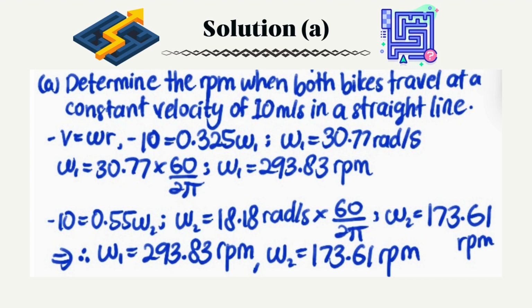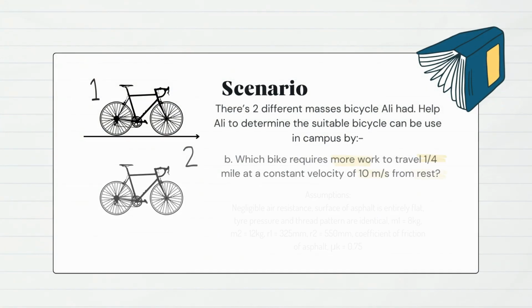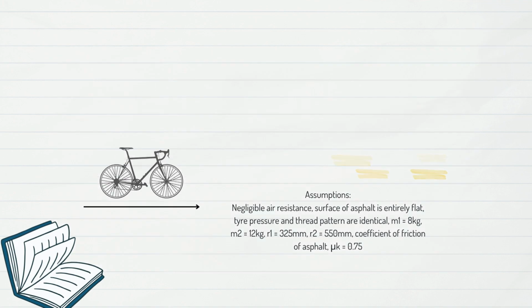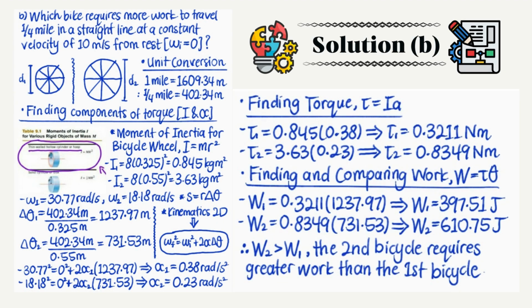Now for the solution, the RPM can be calculated by using the formula v equals omega r, and then we can achieve the omega of each bicycle. For the first bicycle, it is a bit higher than the second bicycle. Now we also need to determine which bicycle requires more work to travel a quarter of a mile at constant velocity of 10 meter per second from rest.